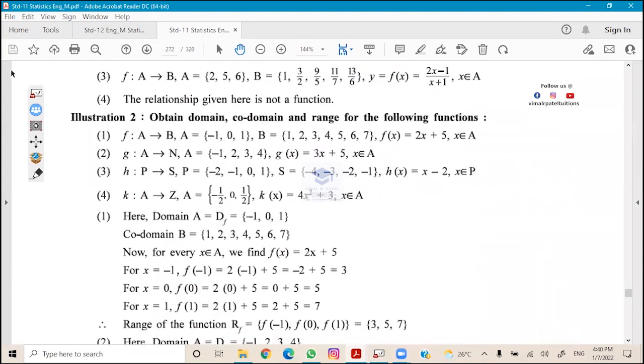See, illustration 2. Obtain domain, codomain, and range of the following function. F is a function from A to B, where value of A is minus 1, 0, 1. B is 1, 2, 3, 4, 5, 6, 7. And f(x) is equal to 2x plus 5. x belongs to A.